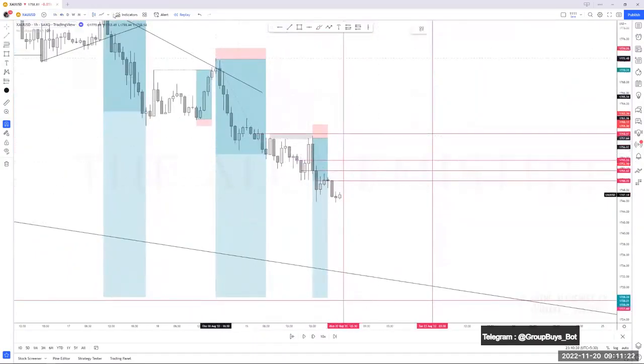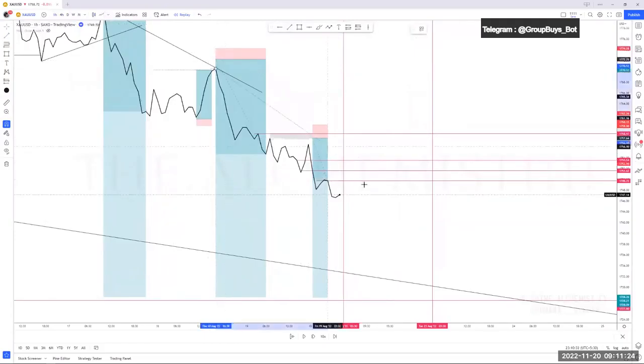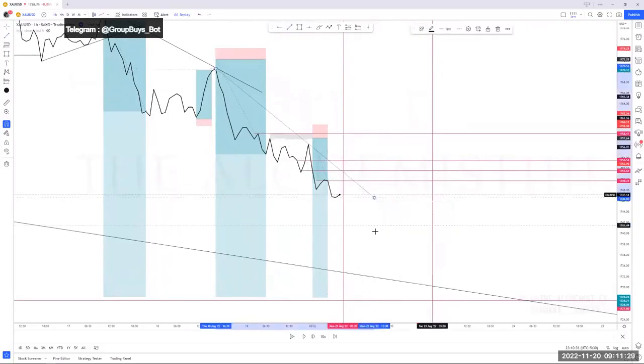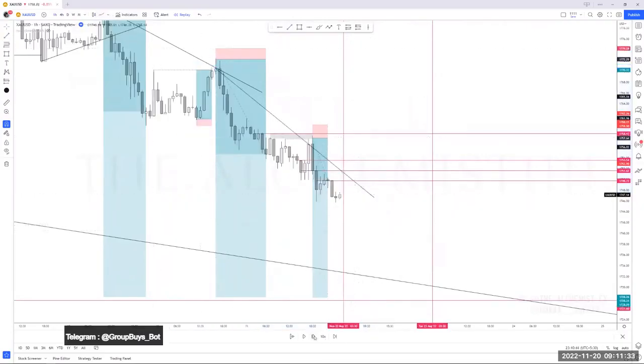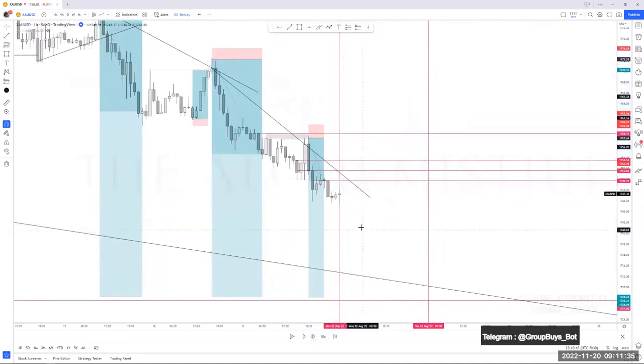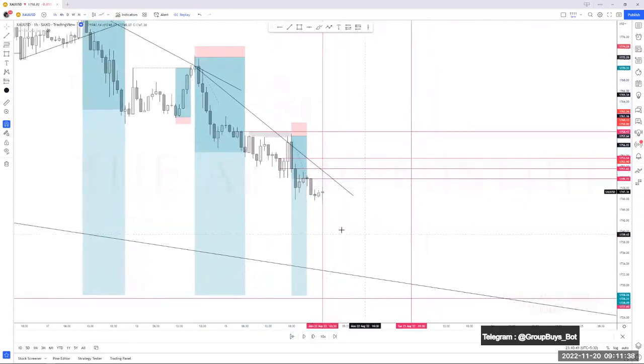Let's see. There it comes, engulfing. Let's see where price is gonna tap into next day. Okay, new day is about to begin. Can you see that? New day is about to begin.